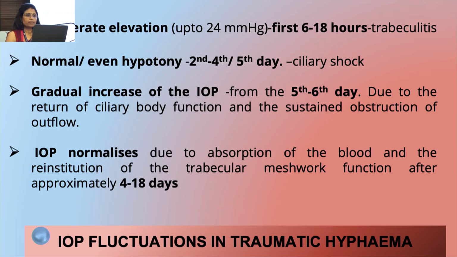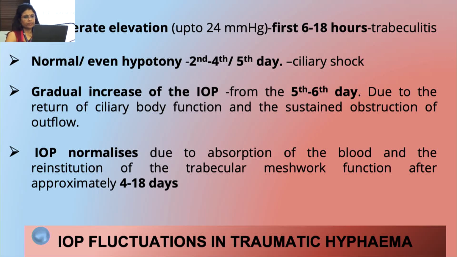But even if you do nothing in the second to fourth day, actually the cause is that it comes down to normal because trabeculitis subsides, and even hypotonia occurs because ciliary shock can occur. And then in the 5th to 6th day, there is a gradual increase of IOP because hyphema is still there. The mechanisms of outflow are not in place, but ciliary shock is over, ciliary body is returning. So that's why gradual increase. And finally, IOP normalizes over around 2 weeks because of hyphema resolving and these things coming back to normal.